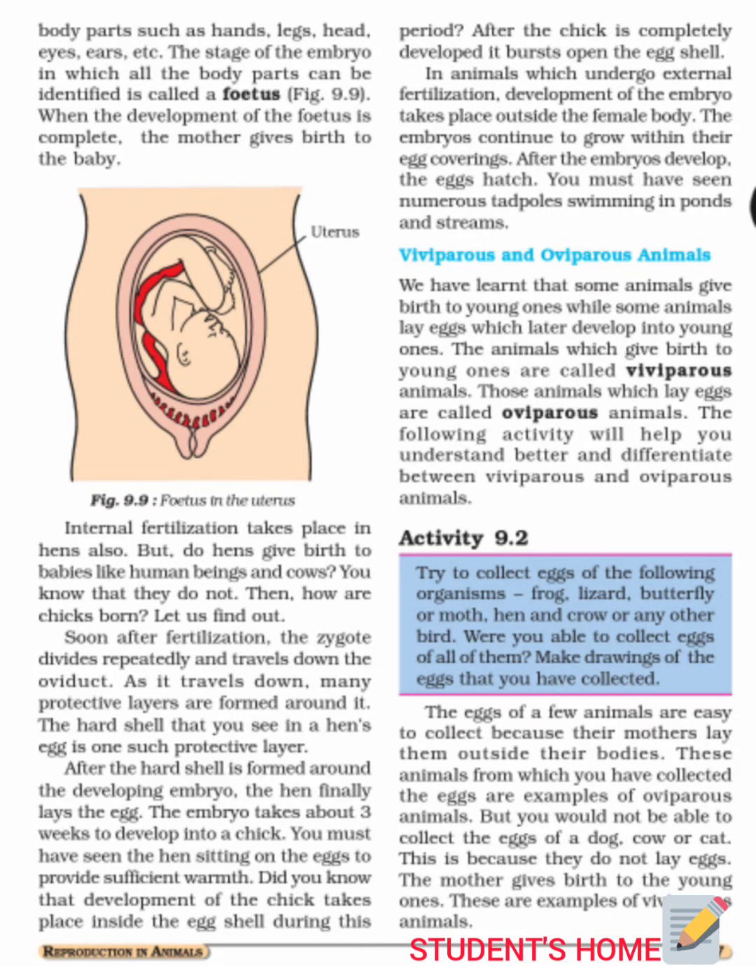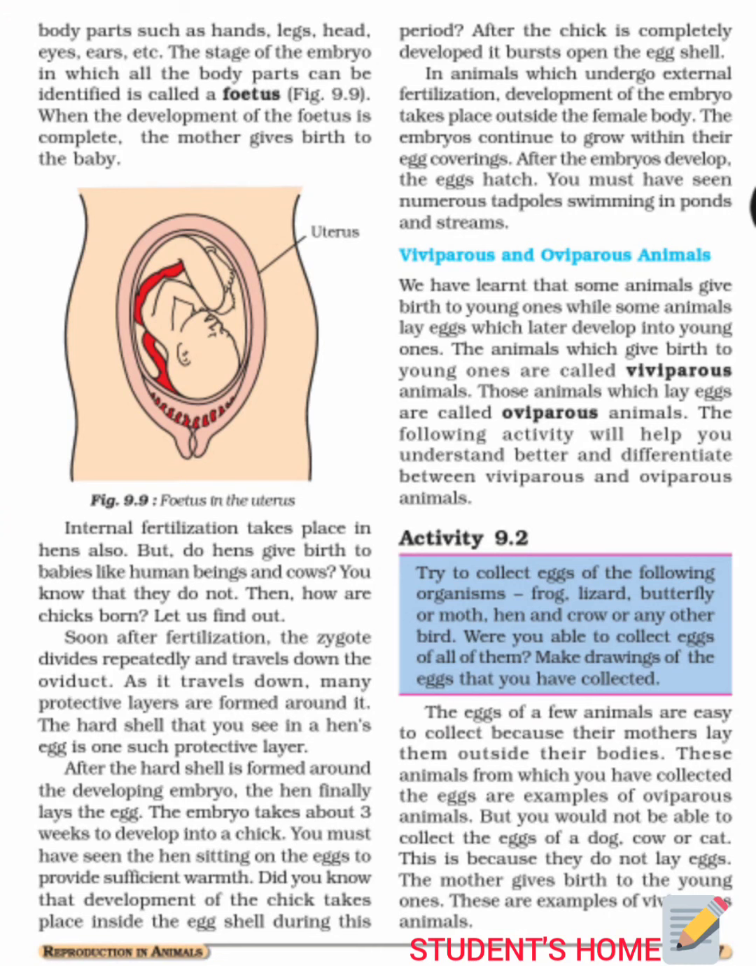Now class, we will be discussing two different topics. One is viviparous and one is oviparous. Now we have learned that some animals give birth to young ones, while some animals lay eggs which later develop into young ones. The animals which give birth to young ones are called viviparous animals. Those animals which lay eggs are called oviparous animals.